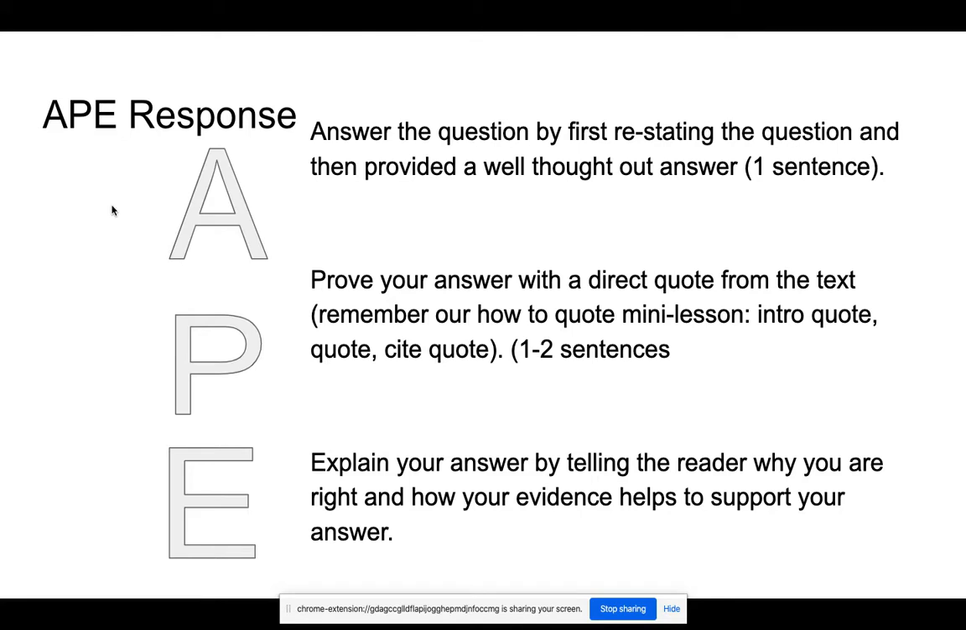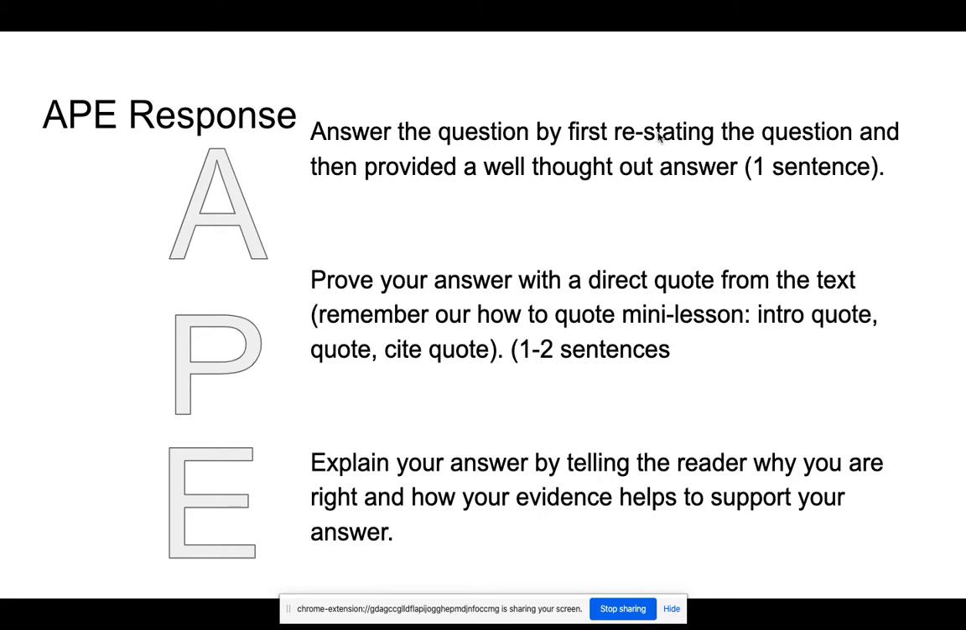So firstly, APE stands for answer, prove, and explain. There are three things that you need in every response. A is supposed to help you remember that you really have to answer the question by first restating the question and then giving your answer, in a well thought out answer. So this is your first sentence.